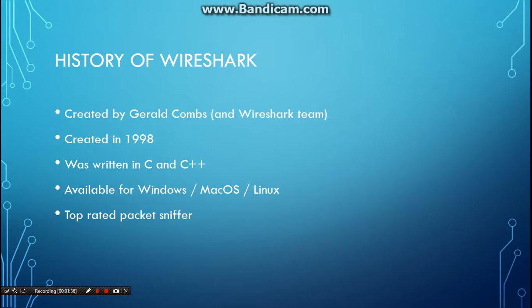The history of Wireshark: it was created by the author Gerald Combs, and since then it has grown, and now you have the Wireshark development team. The program was first created in 1998, making it 18 years old, and the coding languages used for the program were C and C++. The program is available for the operating systems Windows, Mac, and Linux, and there were two minor operating systems that were also listed, but these are the main three. And it was rated the top packet sniffer, I believe, back in 2010.